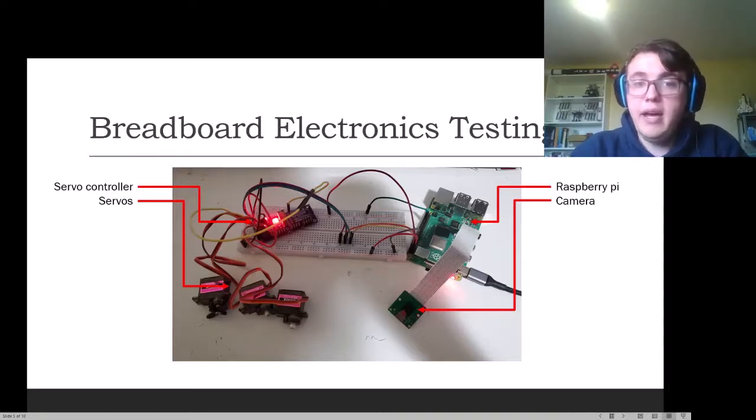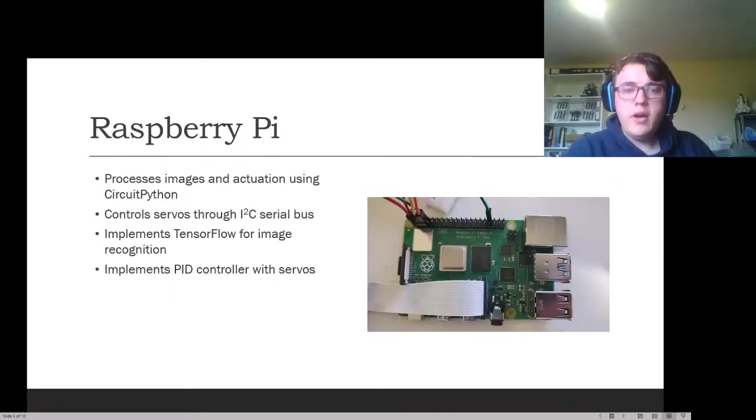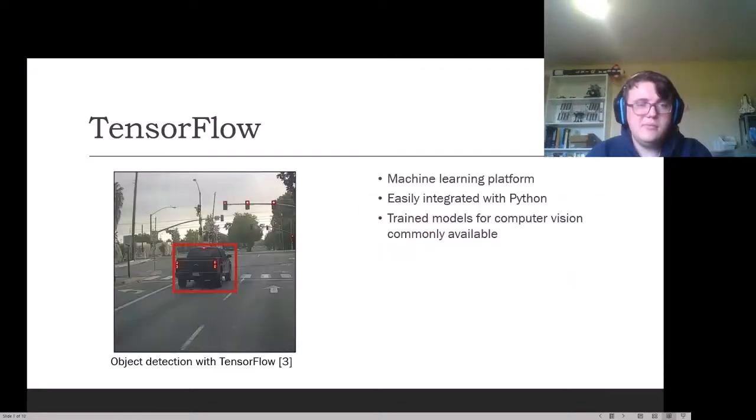These electronic components were all ordered, assembled, and tested, and are presented here, where a camera is connected to a Raspberry Pi, the computer, which sends an I2C signal to the servo controller, which ultimately amplifies a PWM signal to the servos. The Raspberry Pi runs software written in Python, which implements TensorFlow for image recognition, converts this to coordinates, and then sends these commands to a PID controller and later an adaptive controller, and converts this to commands, which are sent through an I2C serial bus, ultimately to the servo controller.